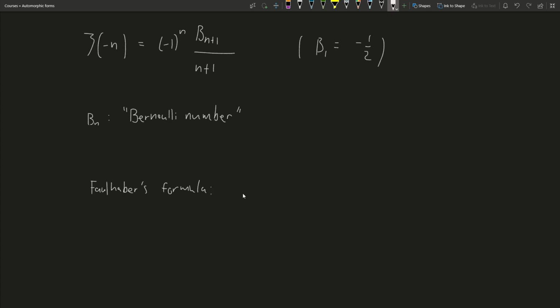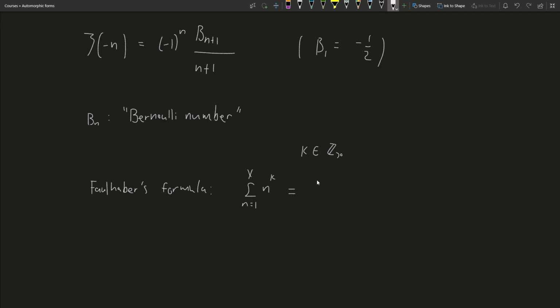But this is something that is maybe familiar: if you look at the sum over n from 1 to x of n to the k, for k a positive integer, then there is a formula for this called Faulhaber's formula, in terms of the Bernoulli numbers.